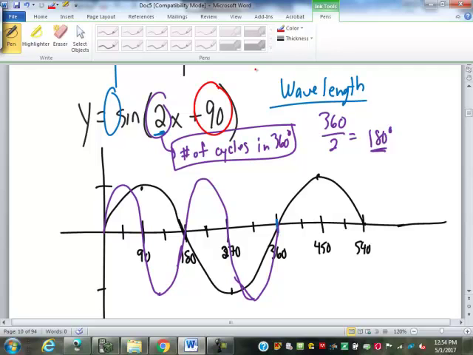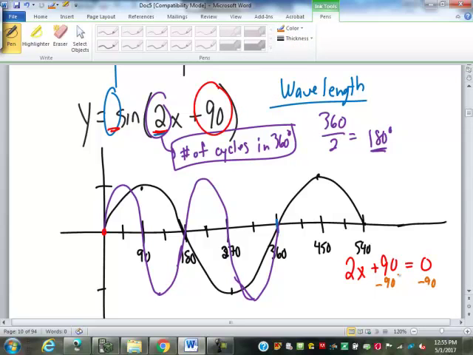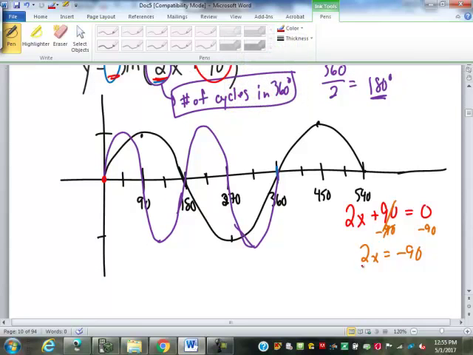Now we still have to do the phase shift. The problem is, the amplitude, if I had a number up here, doesn't interfere with the phase shift. But this number does interfere with the phase shift. So I want to figure out, what does 0 degrees behave like? So 2x plus 90 is that angle in there. I set it equal to 0. So I'm going to subtract 90. Got 2x equals negative 90. And then I'm going to divide by 2. X equals negative 45.